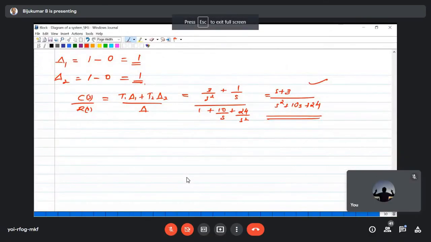One more problem. What is this question? This is the input node R(s), and we can write the first block as G1 itself, so the gain G1 in the S domain.